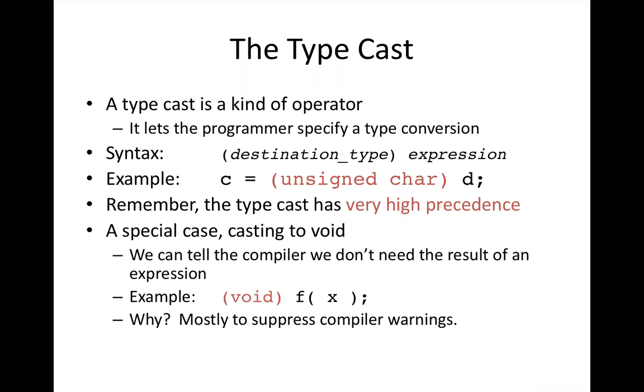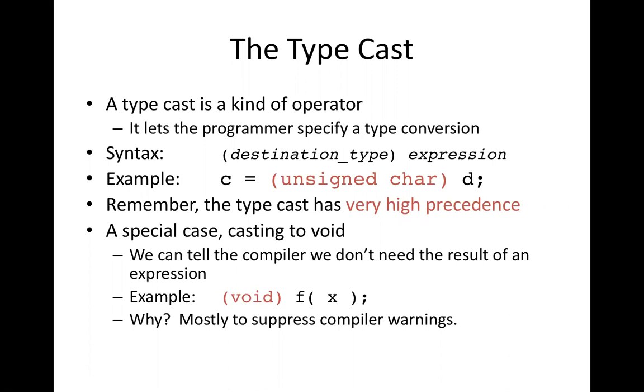There's one more place where you can use a typecast in C that I don't think Java cares about. If you call a function and it's not a void function, meaning it returns a value, but you don't need the return value, you can put a typecast to void in front of it. Like I'm calling this function f, and then I'm casting the result to void. And that's just telling the compiler, I don't need the result of what this function returns.